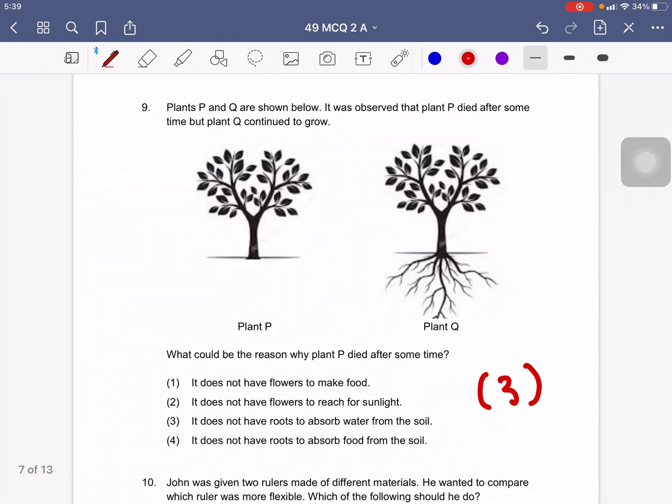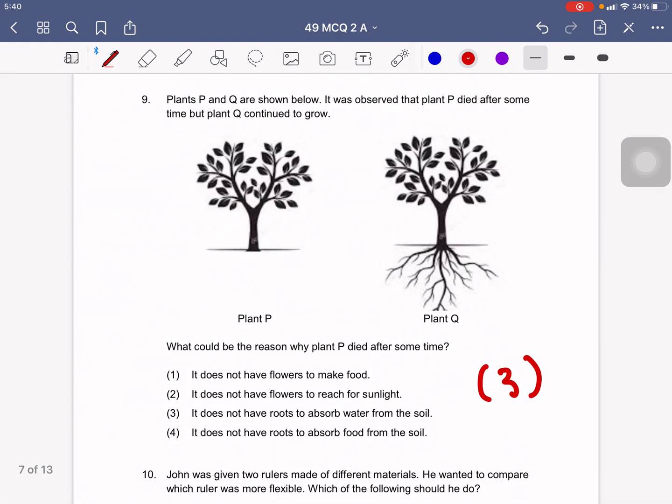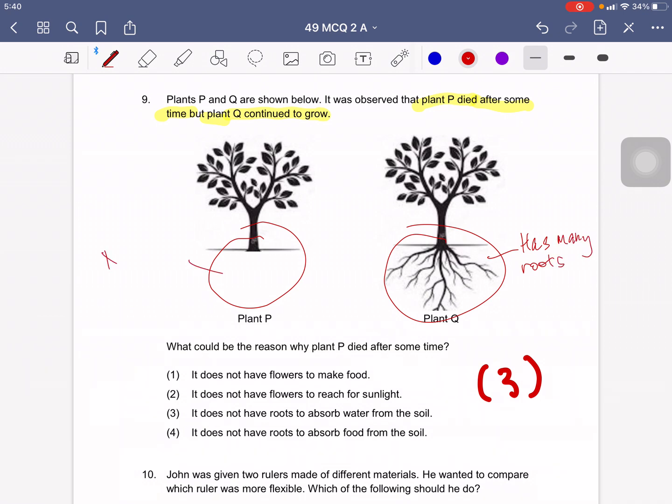Question 9. Now plants P and Q are shown below. It was observed that plant P died after some time, but plant Q continued to grow. So the difference between them, now you always want to circle the parts which are not the same. So we can see that here has roots. Okay, has many roots. Here, no roots.